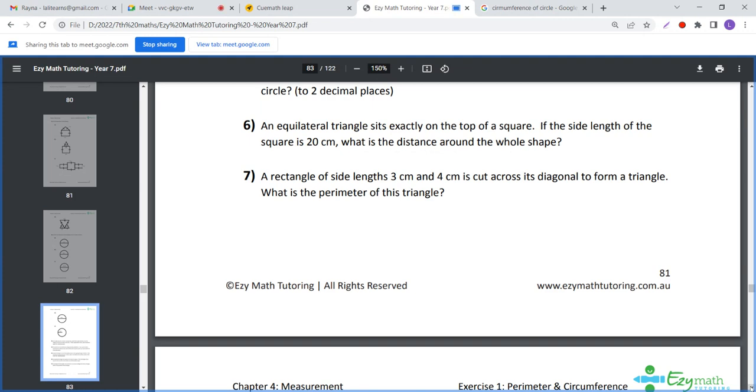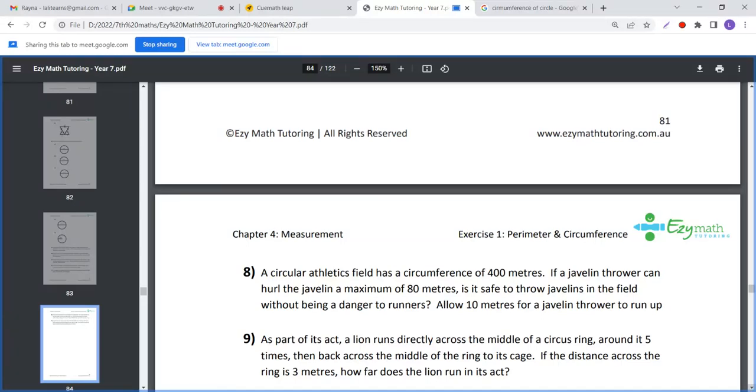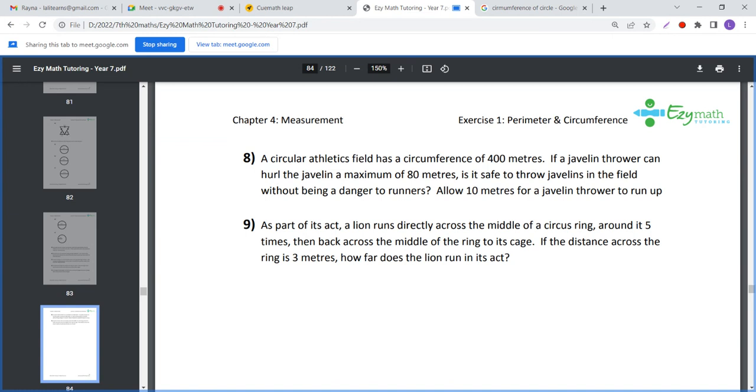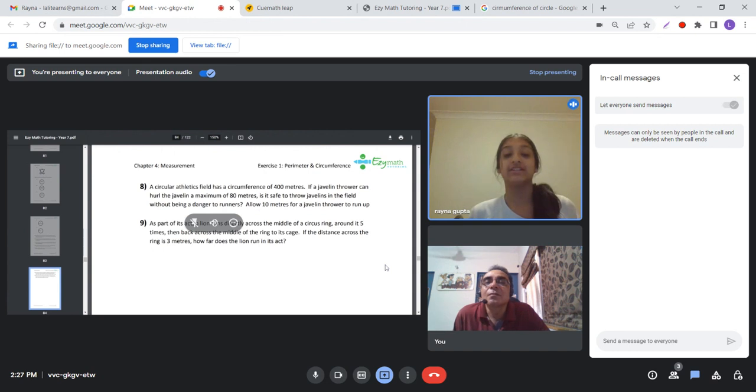So, as per you, this one was difficult. Let's see. Okay, little more challenging. Question number 8. A circular athletics field has a circumference of 400. If a javelin thrower can hurl the javelin a maximum of 80 meters, is it safe to throw javelins in the field without being a danger to runners? Allow 10 meters for the javelin thrower to run out.